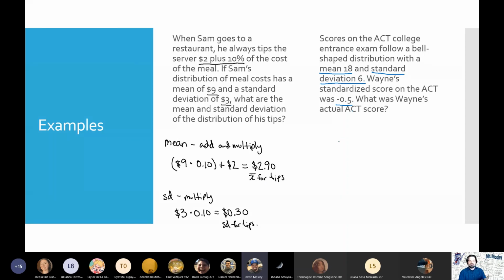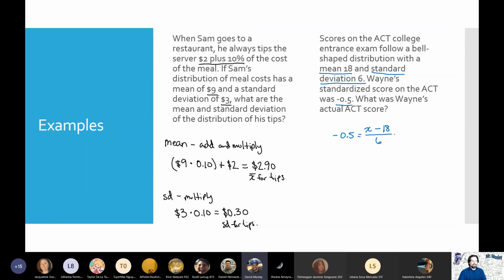We can find this by doing the calculation and just setting up the z-score with the information we have. So we know that negative 0.5 equals whatever Wayne's score was, x, minus the mean of 18, divided by 6. So that's how we would calculate it. The only thing we don't have is x, right? So we solve for x.